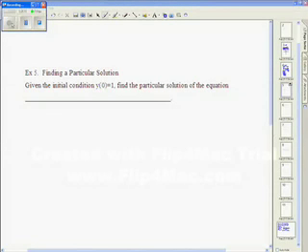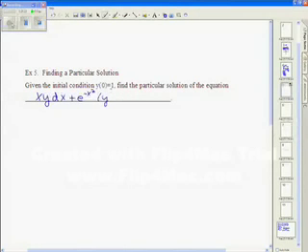Okay. Find the particular solution of the equation: xy dx plus e to the negative x squared times y squared minus 1 dy equals 0.